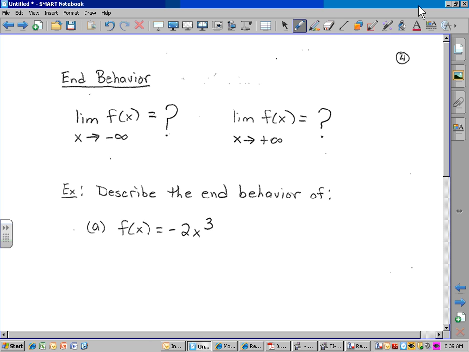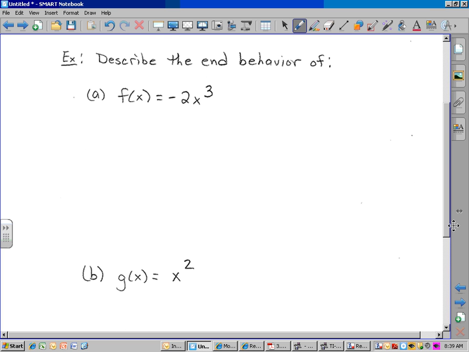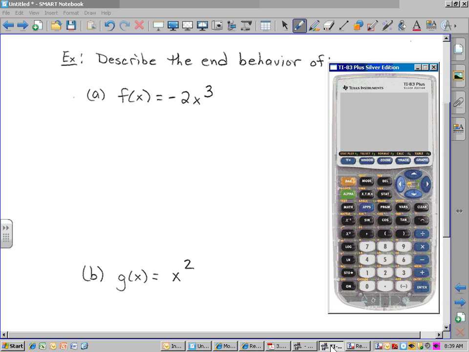Describe the end behavior of negative 2x cubed. Okay, we need a picture to understand what is happening out at the ends. Graphically, we can go right to the calculator and put it in and take a look at what it looks like. Negative 2x to the third. Zoom 6. And we can zoom out.